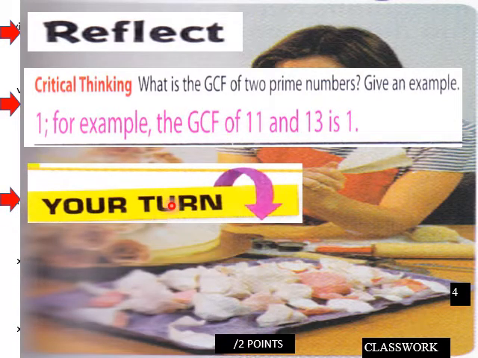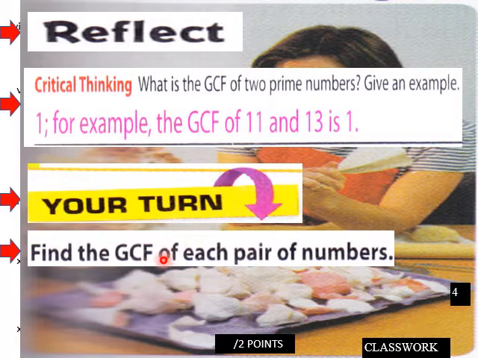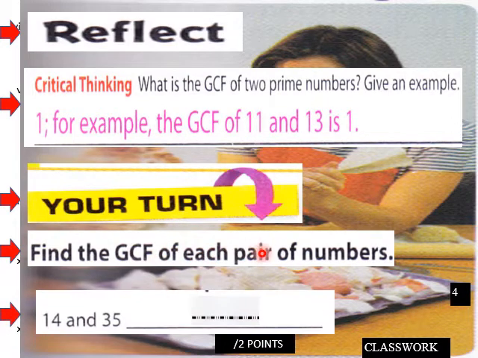So now, students, this is all you. Find the greatest common factor of each pair of numbers. What's the greatest common factor of 14 and 35? Teachers, give your students about 1 minute. And then after you give them 1 minute, it would be 7. Your factors of 14 are 1, 2, and 7. And then 35 would be 1, 5, and 7. And so 7 would be your greatest common factor for these 2 numbers.